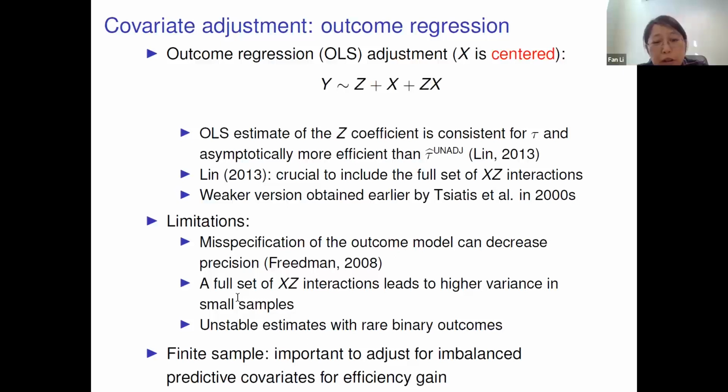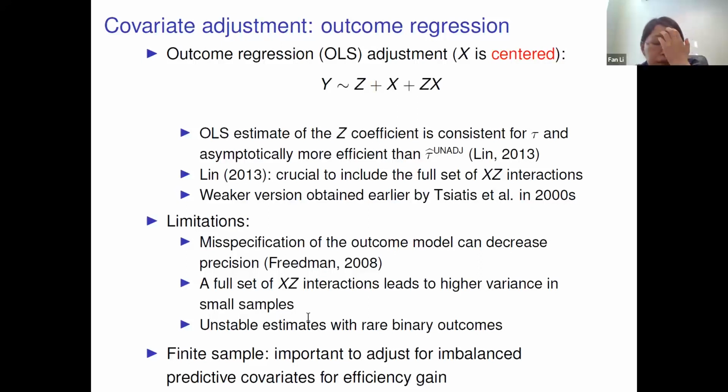Then imagine if you have a small sample and a large number of baseline characteristics, and you include all of them. Then the variance can actually be high. Another problem is that if you have binary or categorical outcomes, yes, you can still fit a linear model, but that's kind of weird. You're fitting a linear model to a binary or categorical outcome, and that's even more of an issue. Especially with a truly binary outcome, this can be unstable. Sometimes you cannot even get results.